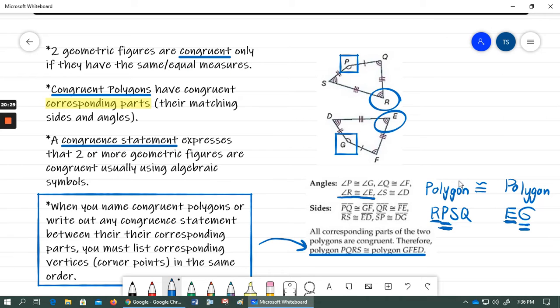So, again, if S was coming next, well, S is corresponding with D, right? S is corresponding with D. So if S came next, then D would have to be the next one, right? Make sure that they're in the right order.